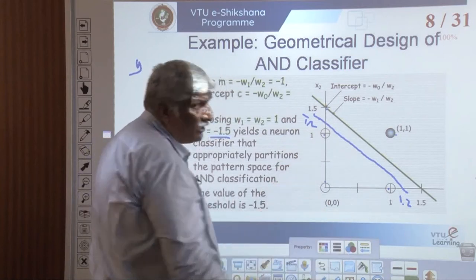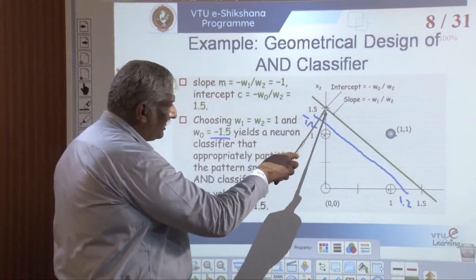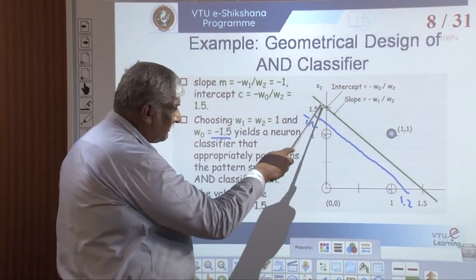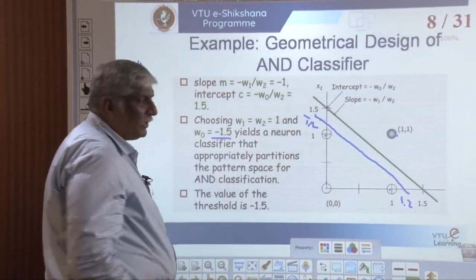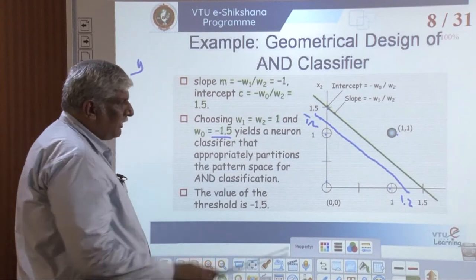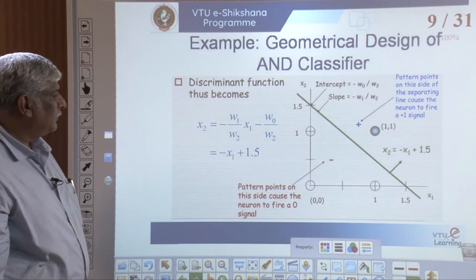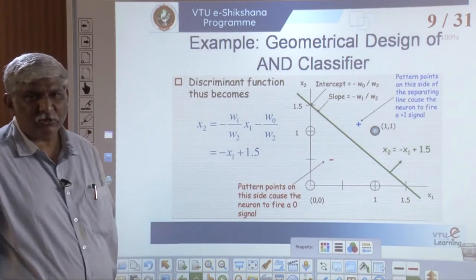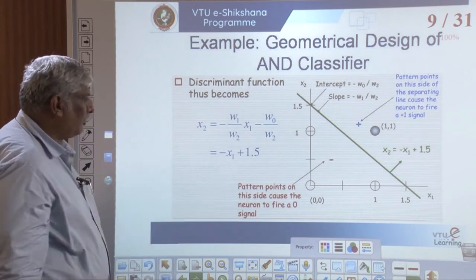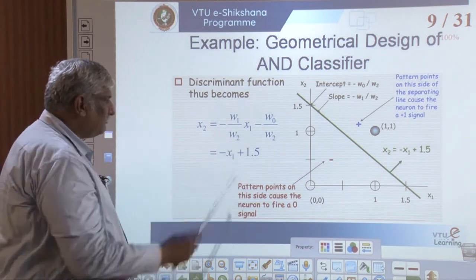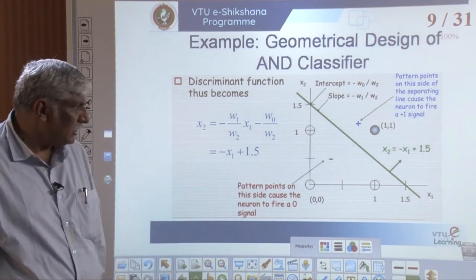So these are all different separating lines. Say for example, there are going to be infinite possible combinations where I can draw straight lines. Right. So here in my case I have taken just minus 1.5, so that I will be getting a straight line like this. So in this case this is my equation. The m value is going to be w1 divided by w2, which is the value of 1. So it is going to be minus x1, plus the c value is going to be 1.5. So I have written x2 is equal to minus x1 plus 1.5.